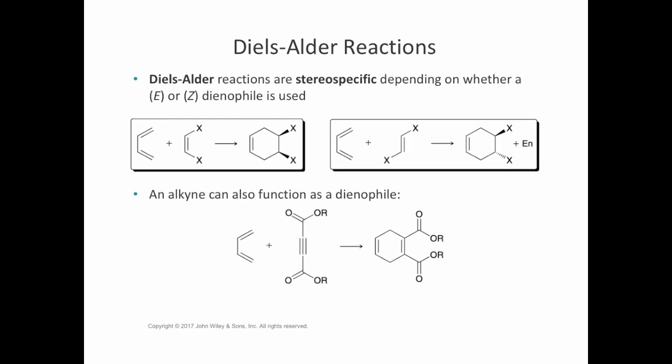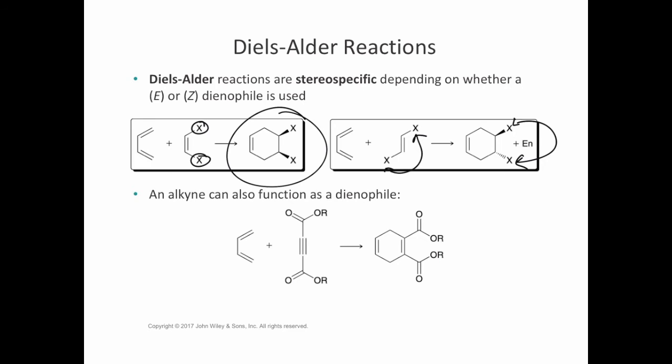What I mean by this is that if you start with an E or a Z dienophile, the stereochemistry of that dienophile is retained. So if your X groups on your dienophile are cis to each other in the starting material, they will also be cis to each other in the product. If they are trans to each other, then they will be trans to each other in the product.